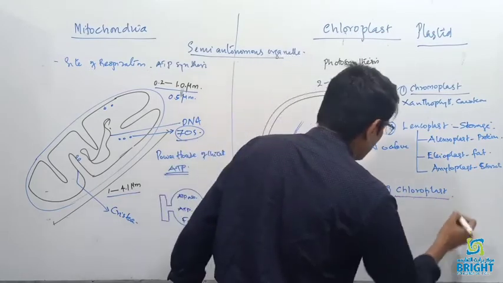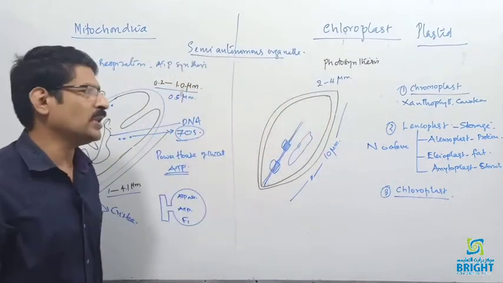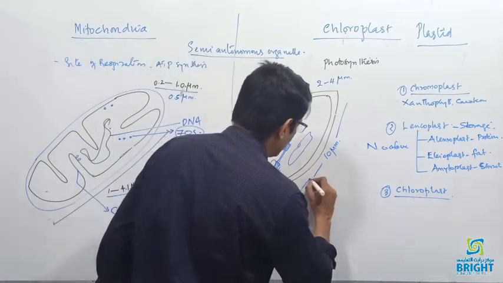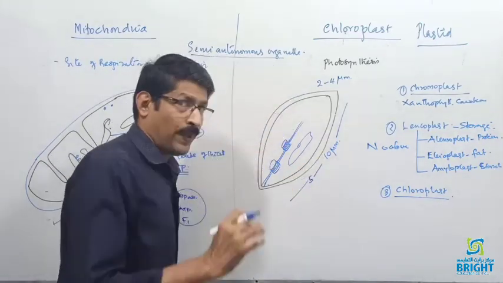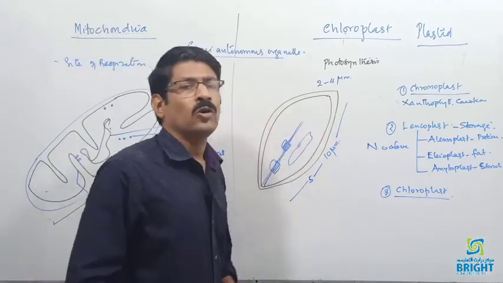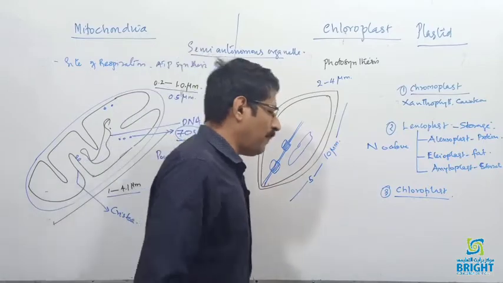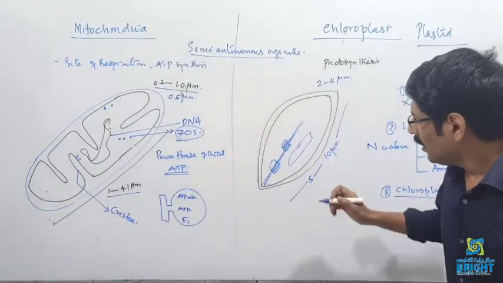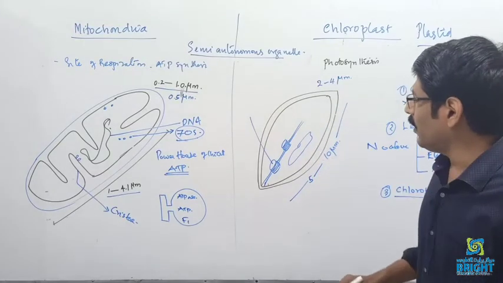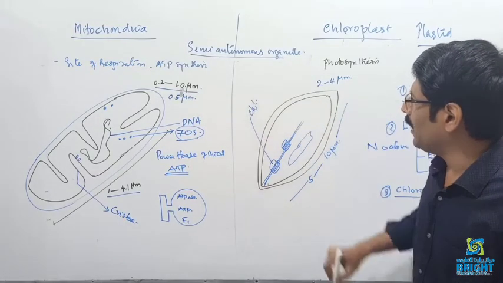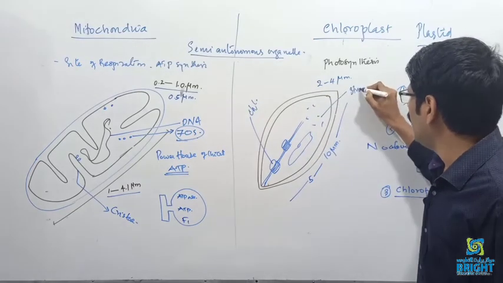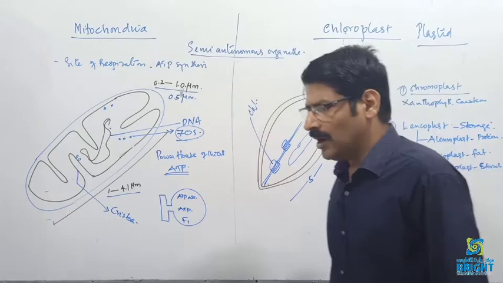And chloroplast is green in color. Chloroplast is a photosynthetic structure, and the chloroplast has a length of 5 to 10 micrometer, that is, chloroplast is bigger than mitochondria, and it has a diameter of 2 to 4 micrometer. And chloroplast has thylakoids arranged one above another to form grana. Grana contain chlorophyll, and the fluid matrix is called stroma.